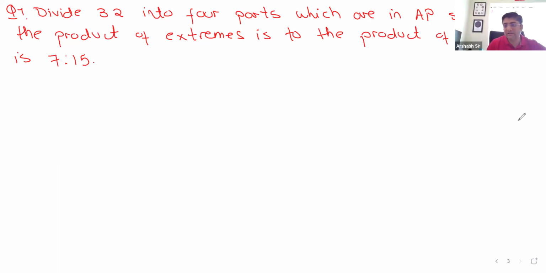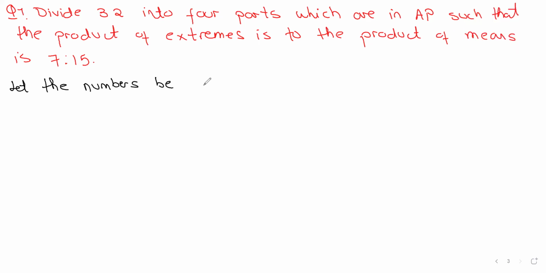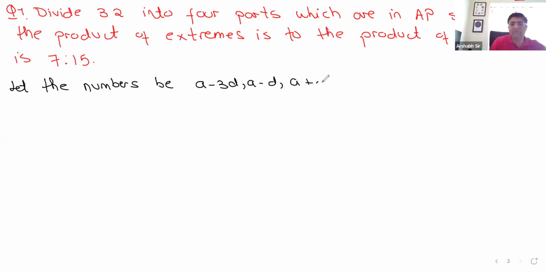अब यहां पे हमें क्या करना है, 32 को 4 पार्ट्स में डिवाइड करना है. All right, so what we're going to do is basically we want 4 numbers which are in AP. So can anyone tell me what are the 4 numbers we'll take? हाँ जी, a minus 3d, a minus d, a plus d, a plus 3d. वेरी गुड बेटा, वेरी गुड.